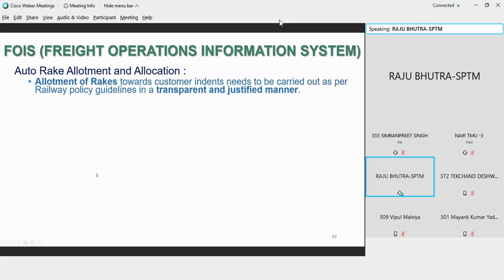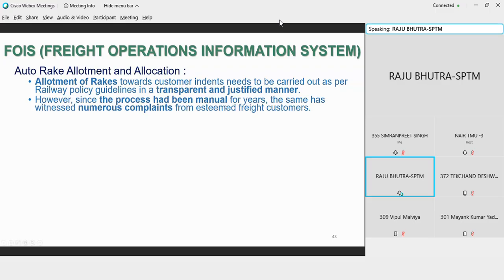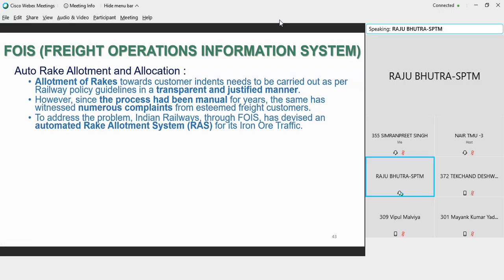Now, auto rake allotment and allocation. Allotment of rakes towards customer intents needs to be carried out as per railway policy guidelines in a transparent and justified manner. However, since the process was manual for years, there were numerous complaints.